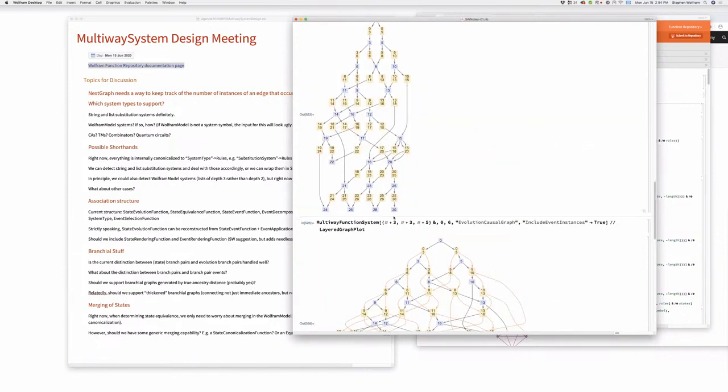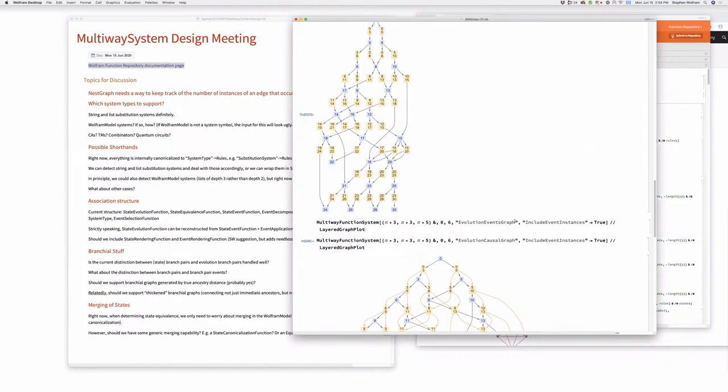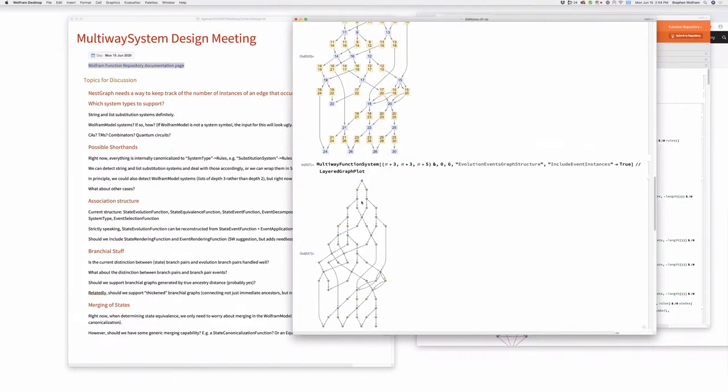But I think if we say evolution events graph structure, that's still extra nodes. Yep. There is a way you could do it, because obviously for each event you can get its actual event specification, and then you could overlay that on top of the edge. You could do it manually, but we could also add an option for that. All right, so the issue here is, in general, we've got many different functions that can appear as the first argument.